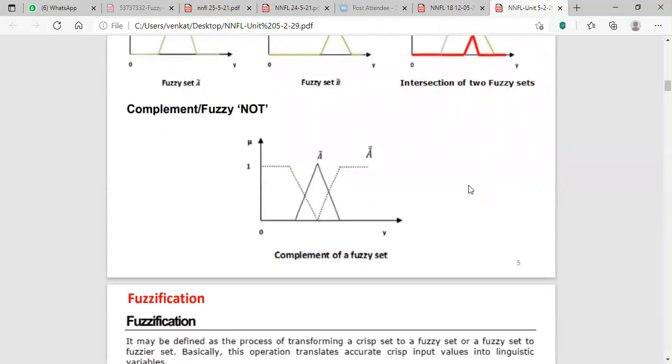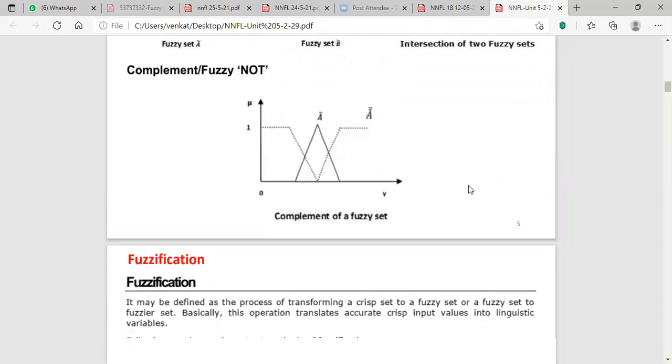Next one is complement, or NOT. We all know the complement of a general crisp value, but here we are considering the complement of a fuzzy set. 1 minus A will give you the fuzzy set value for the complement.